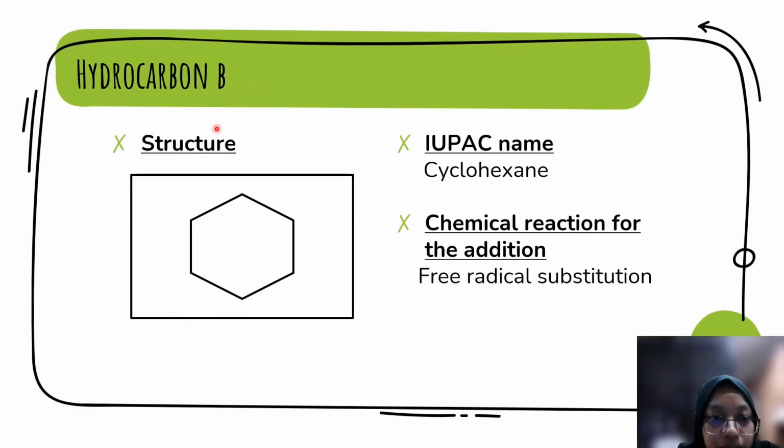For hydrocarbon B, the structure is like this. Its IUPAC name is cyclohexene because cyclo indicates the structure is in ring form, while hexene is because in this structure there is a double bond, therefore it is an alkene group. So for chemical reaction, for this addition reaction is free radical substitution.